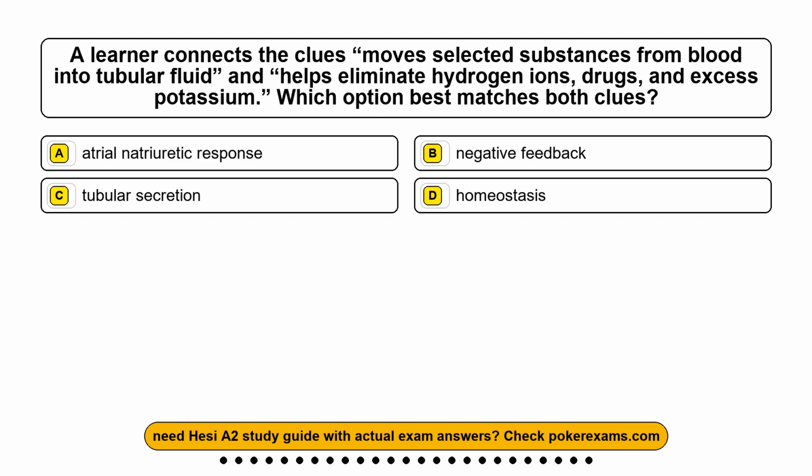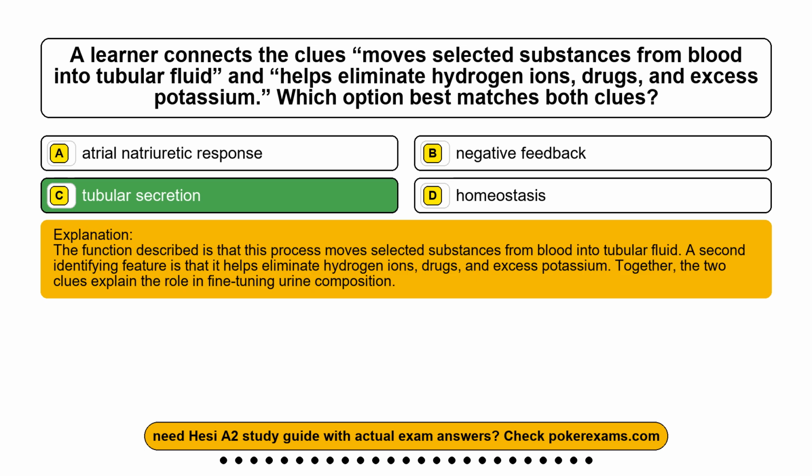Question 20. A learner connects the clues, moves selected substances from blood into tubular fluid and helps eliminate hydrogen ions, drugs, and excess potassium. Which option best matches both clues? Option A, atrial natriuretic response. Option B, negative feedback. Option C, tubular secretion. Option D, homeostasis. The correct answer is option C, tubular secretion. The function described is that this process moves selected substances from blood into tubular fluid. A second identifying feature is that it helps eliminate hydrogen ions, drugs, and excess potassium. Together, the two clues explain the role in fine-tuning urine composition.